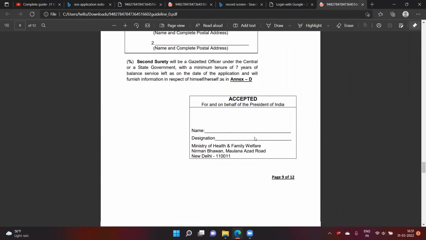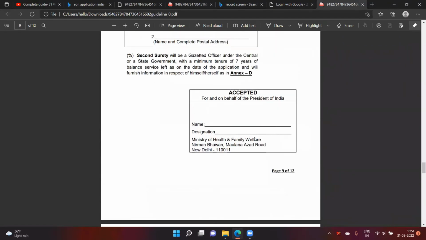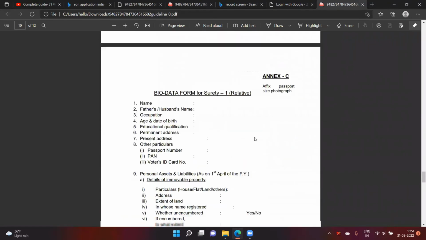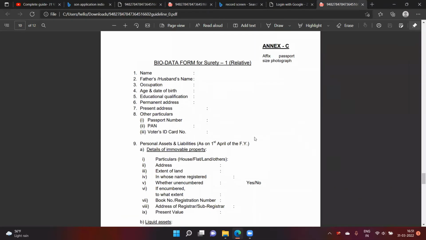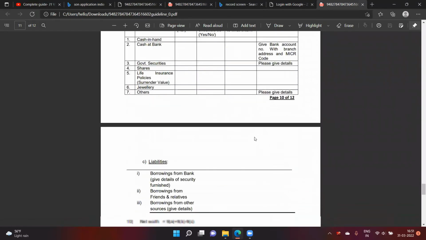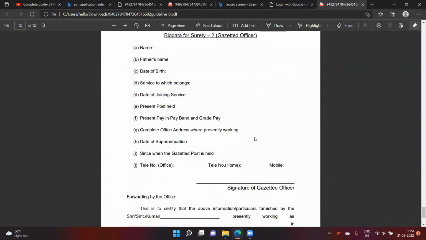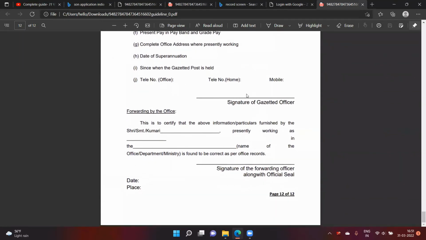This is by the ministry. And then the biodata that will be filled by your relative, the first one, and the second one by the gazetted officer. For the gazetted officer, you just make sure, because the gazetted officer needs to get it signed from the head of the office right here. So make sure you give that person some time to get things processed and signed further.